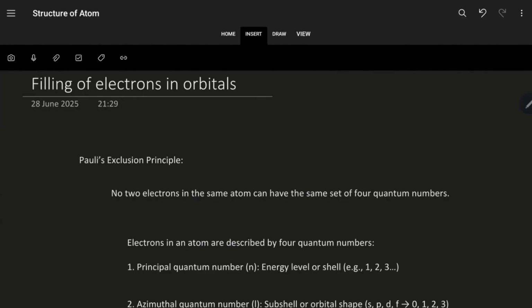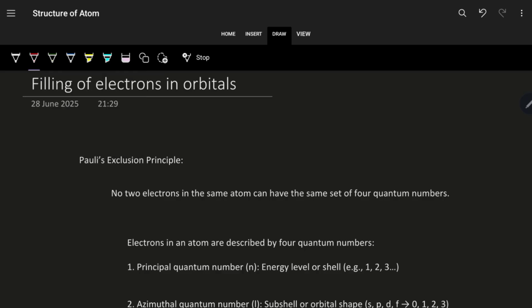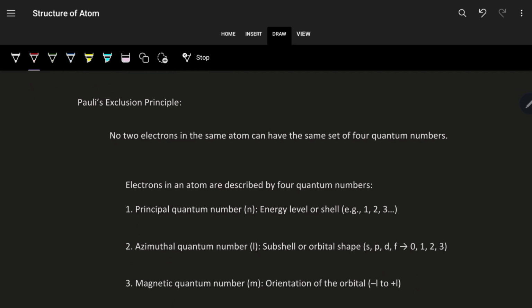Hello everyone. Our today's topic is filling of electrons in orbitals. So how the electrons are filled in the orbitals, that we are going to see. What are the rules, what are the principles, that is what we are going to see now. I started with Pauli's exclusion principle because our previous module was on quantum numbers.